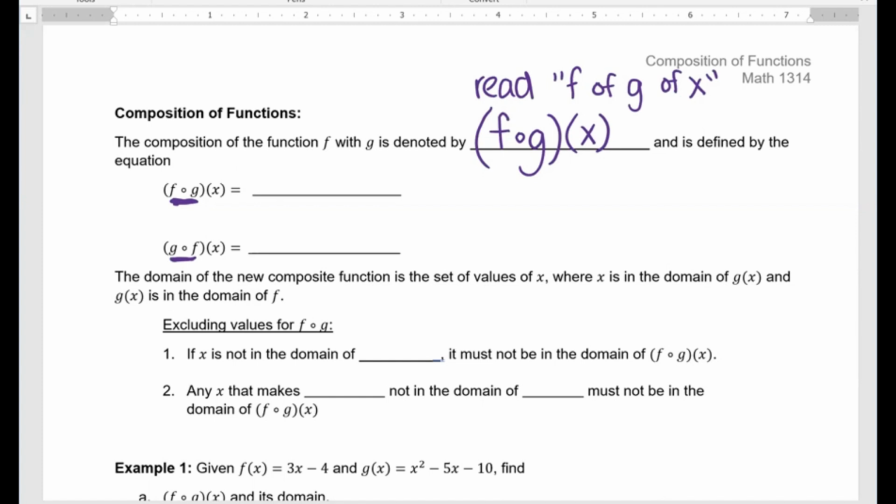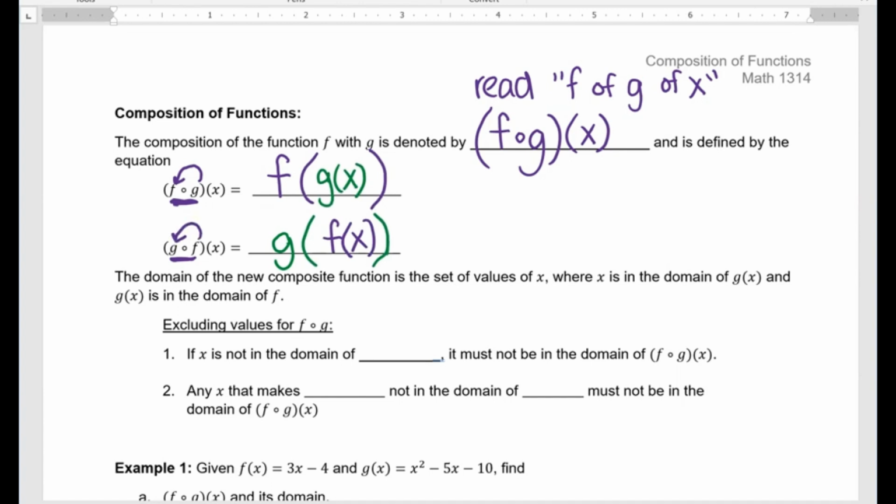What fog, f of g, means is that we take our g function and we plug it into our f function. Our g function gets substituted into f. Notice f is on the outside in fog, or f composed with g, so it stays on the outside when we're plugging stuff in. If we have g composed with f, it goes the other way. The g is on the outside, so instead of g of x, we're going to have g of f of x. So we plug f into g.